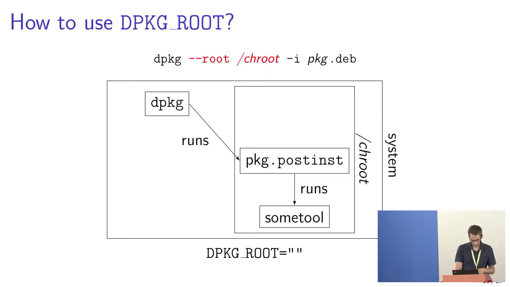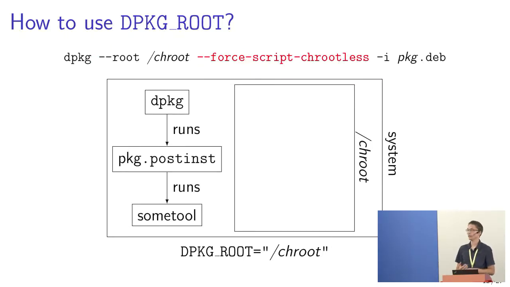Great. So this is where it becomes more interesting. We have added a new flag, force-script-chrootless, and when we add that, we discard the change root. So this time we are actually running the postinst with the interpreter outside the change root, and the tool is also running outside, but it's supposed to operate on the change root. And that's why DPKG root is no longer empty, because that's how it tells the maintainer script what to operate on. So now we've seen how to use it.